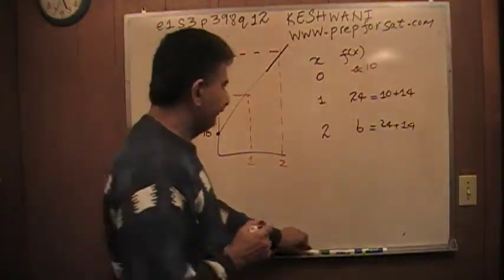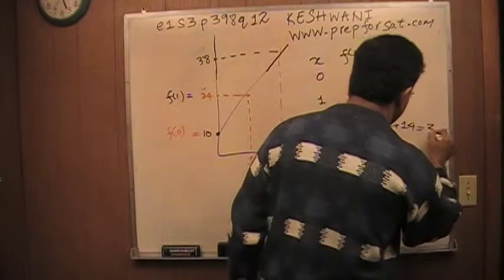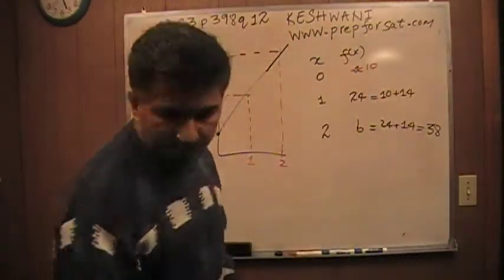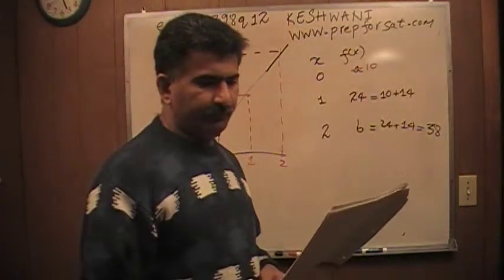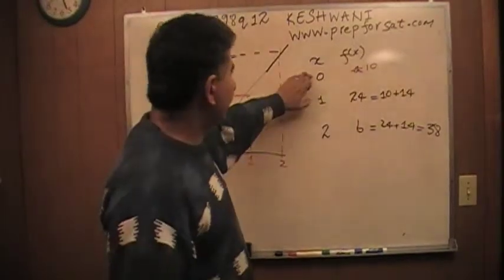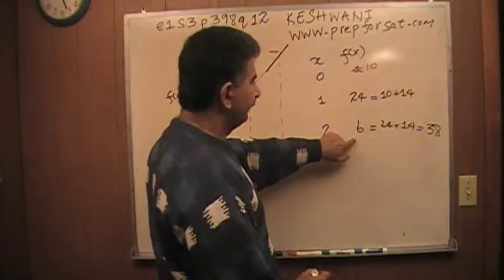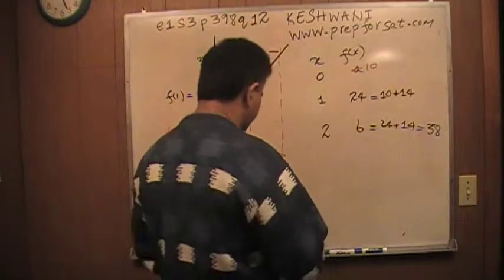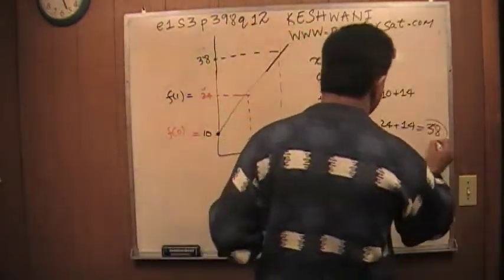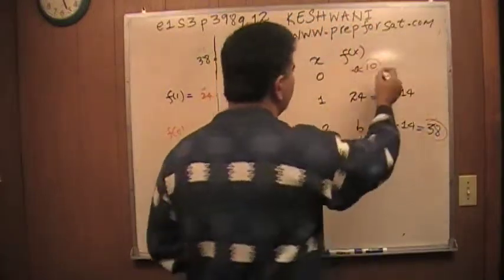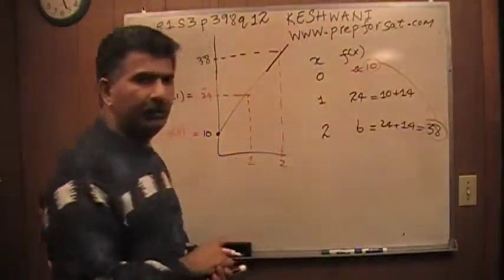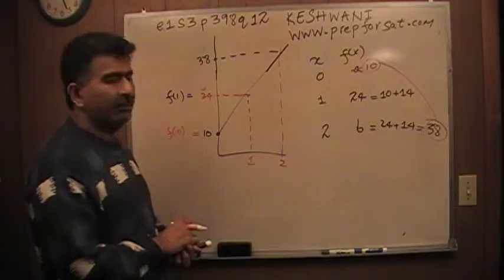What is the question asking? The question is asking what's the value of A and B? This is your A, this is your B. Well, what's the value of A and B? Right here, B is 38, A is 10. The value is 48.